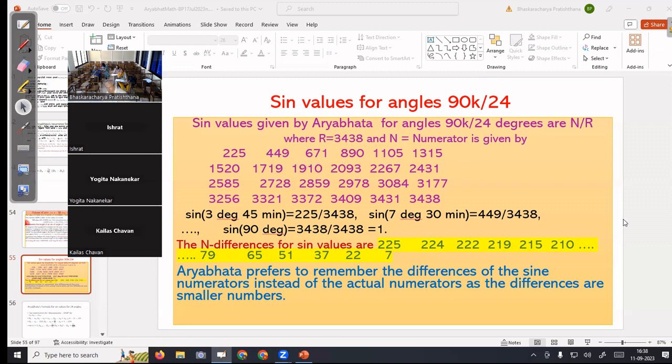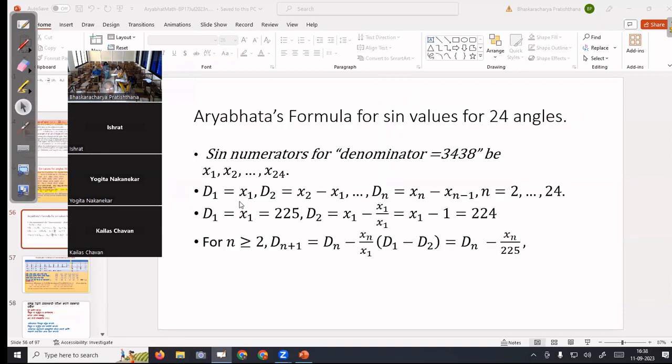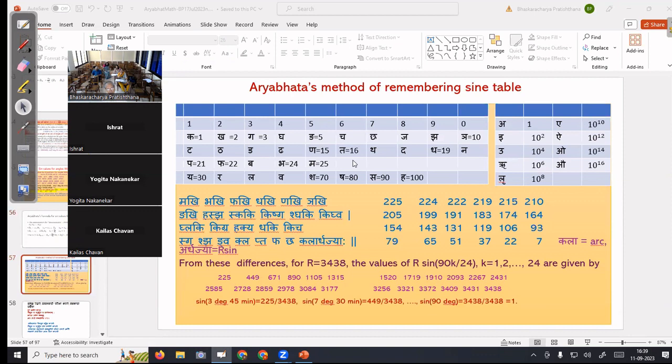Like that, if you know the first number 225 and know the differences, then you can calculate all these sine values. That is the idea. So all these sine values are put up. This is the formula and you can calculate. So this is the way of remembering the sine table.